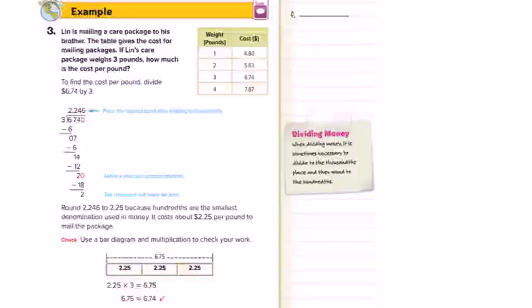Example 3 says, Lynn is mailing a care package to his brother. The table gives the cost for mailing packages. If Lynn's care package weighs 3 pounds, how much is the cost per pound? Remember, this word per we saw in chapter 1, and it means for one. So I want to know how much 1 pound would cost to ship.